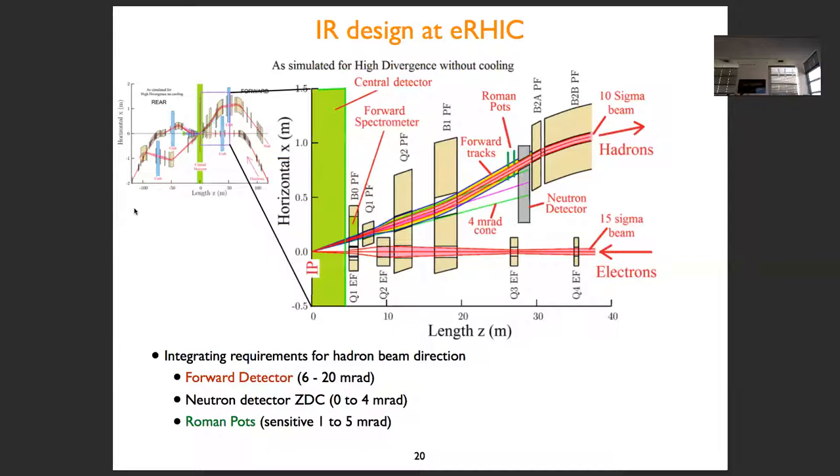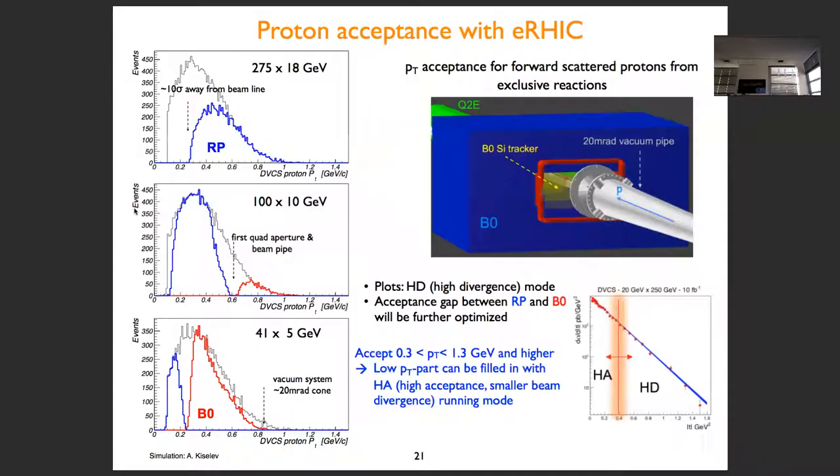Okay, anything else? If you go to the next slide, the top plot, the one that always scares me. Any progress on how to recover from the dramatic loss of low pT at our top energy? We discussed this and I thought there were ideas of running. No, that's a different energy. This one is the 20 and the 250. This is high divergence mode. If you look at the high acceptance with a small divergence, we can recover.